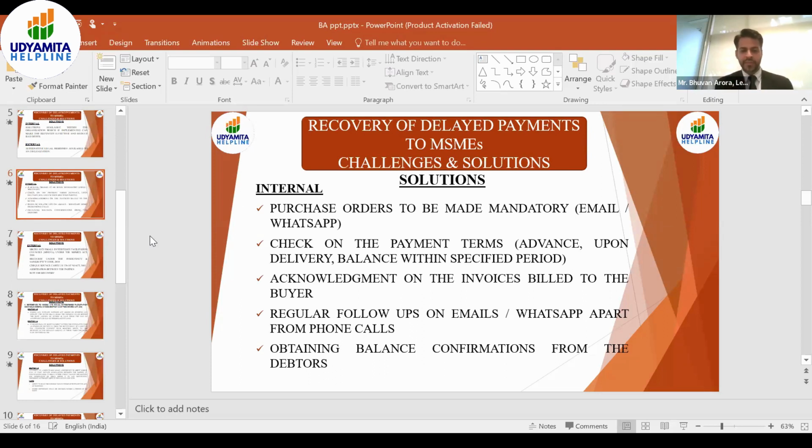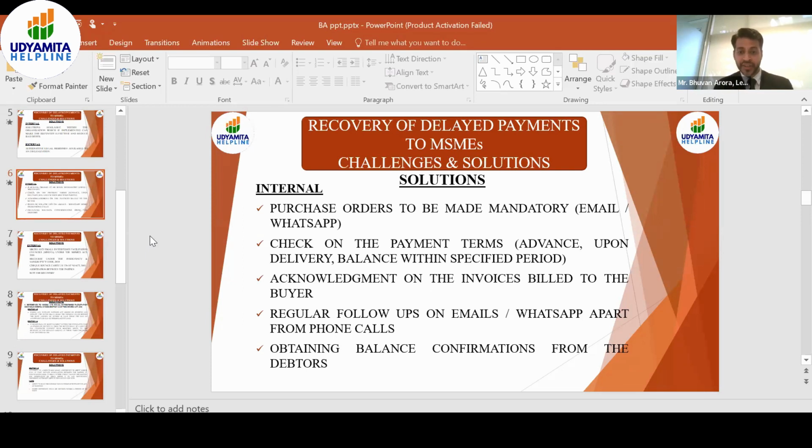इसका भी एक तरीका है। Why so? Because once the client confirms the balance confirmation, he is admitting the dues to be paid by him. In that sense, we can go to the court if he is not making payment, and within no time, court will issue an order and court will order for recovery.